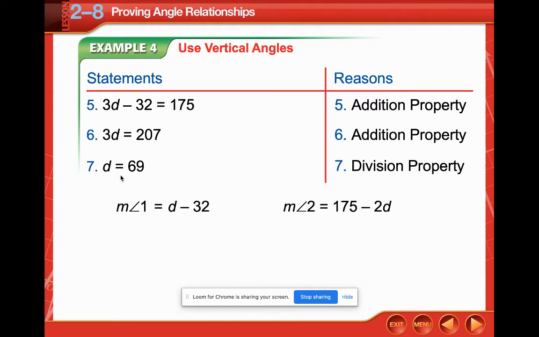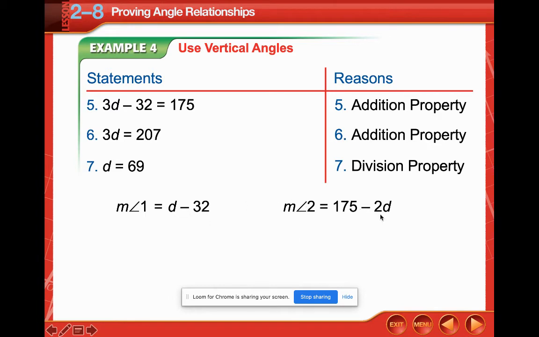So measure of angle 1 equals d minus 32. And measure of angle 2 equals 175 minus 2d. We know that d equals 69, so we can sub that in here and make it 69 minus 32, and we could get 37. And we would also know, since angle 1 and angle 2 are vertical, that this one would also be 37. I think that's the easiest way to do it.